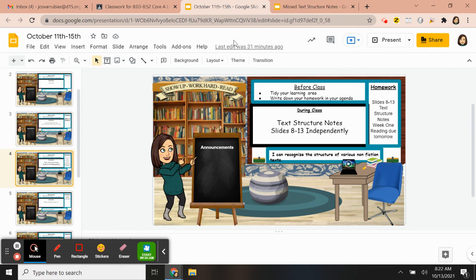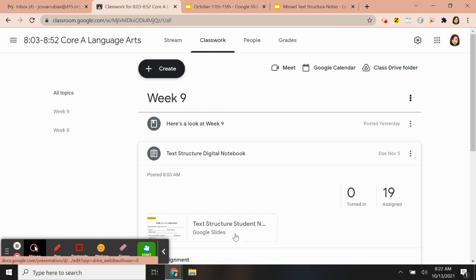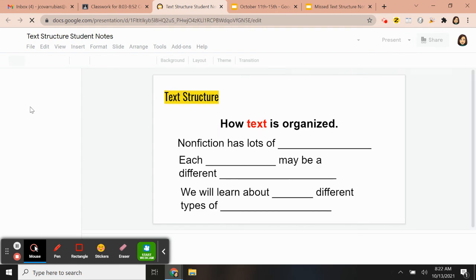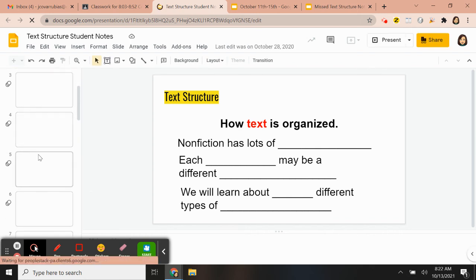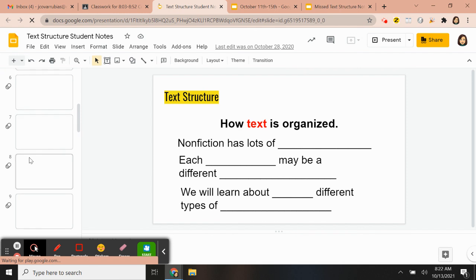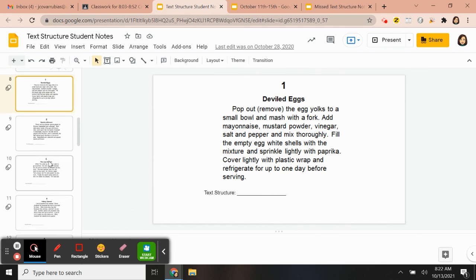What I want you to do next, I want you to read these articles or short passages here. And I want you to type what you think the text structure is. So you're going to do slides. Let me get yours open here. So slow. Okay, so you're going to do slides 8 through 13.